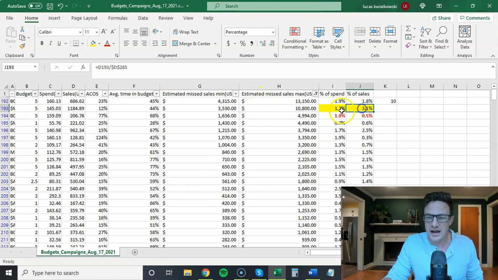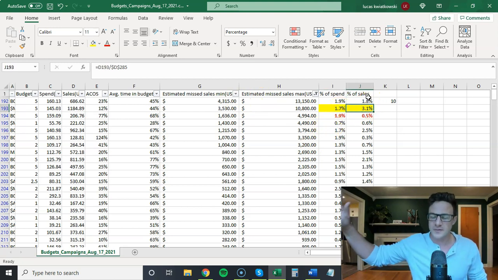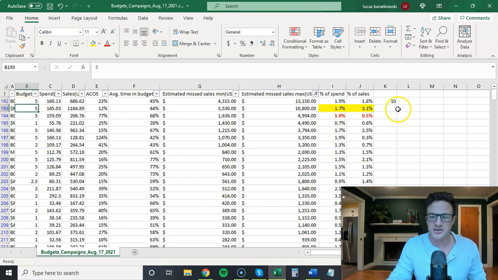Now, this one, it's making up 1.7% of the spend, but way more of the PPC sales. It's making up 3% of our sales. And that's only at a $5 budget. What I hate is that they don't have the recommended budgets in here. They didn't have that in the export. So this one, the recommended was 20, but I'm going to raise this to 25. It's under my target ACOS. It's doing well.